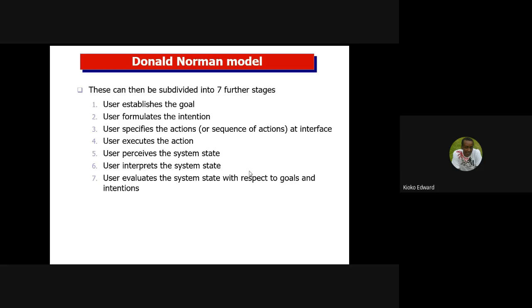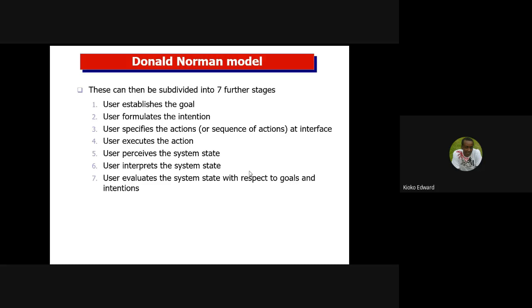So the user will now observe the system and perceive the system state. What is the new state of the system? After perceiving the system state, maybe it could be in terms of a graph that is being displayed there. It could be some kind of a report that has been displayed on the system. That's what we are calling perceiving or understanding the system state. We can make an interpretation of the current system state. Does it match my goal, which I established at stage number 1?